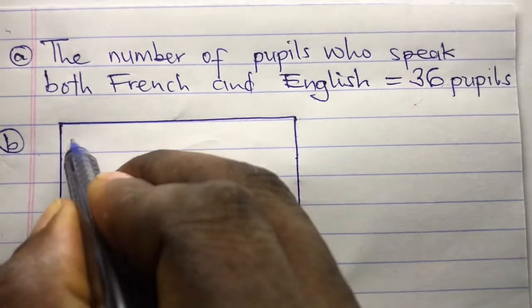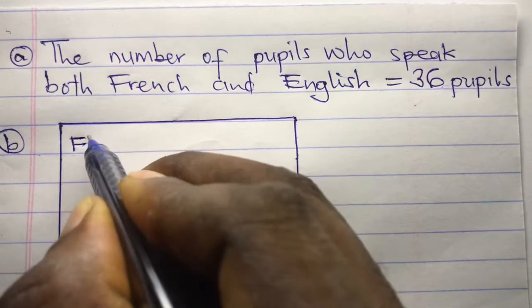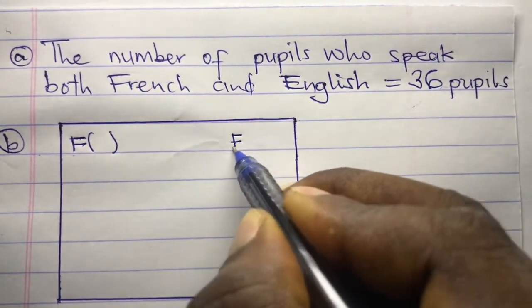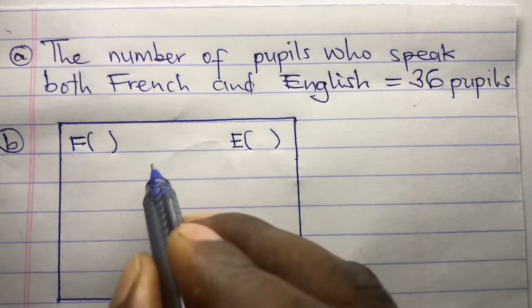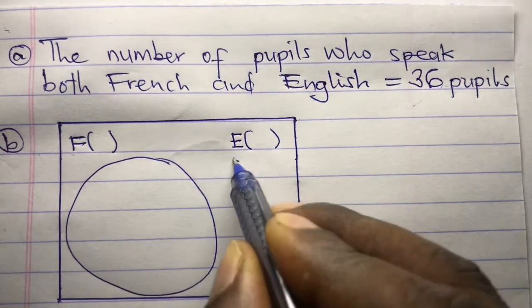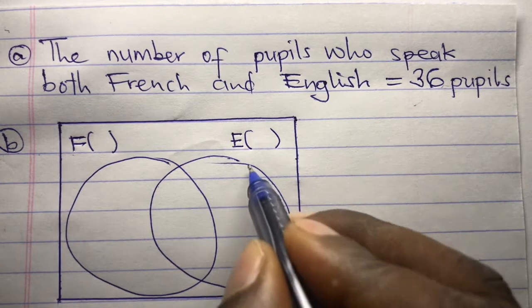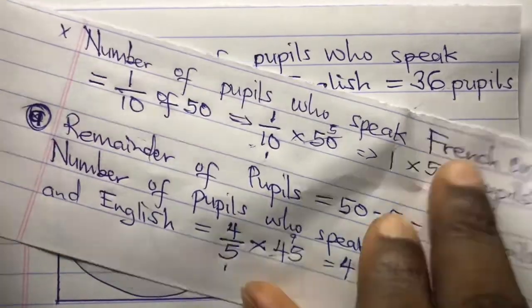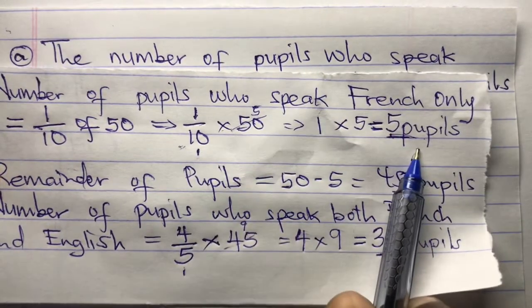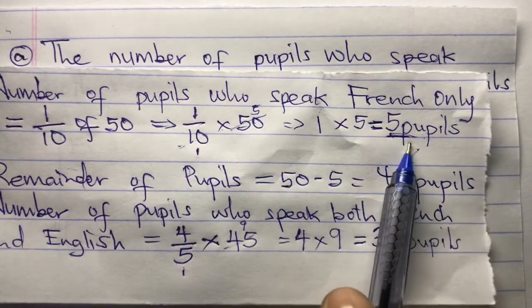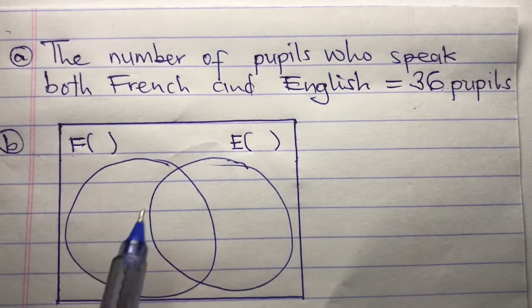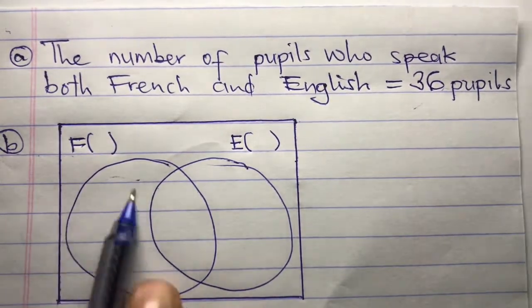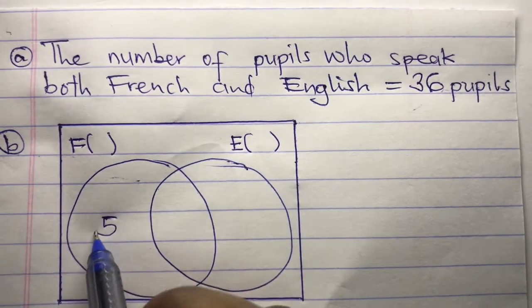So F would denote those who speak French, and E would denote those who speak English, all right? So this is what we have, all right? Good. And then from the question, we have been able to find those who speak French only. When we calculated it, we had 5 pupils from the top. Those who speak French only, 5 pupils. So over here represents those who speak French only. So over here we have 5.